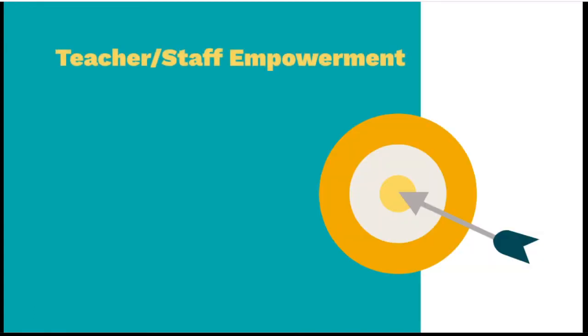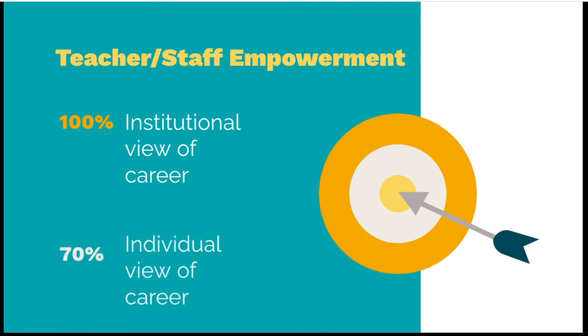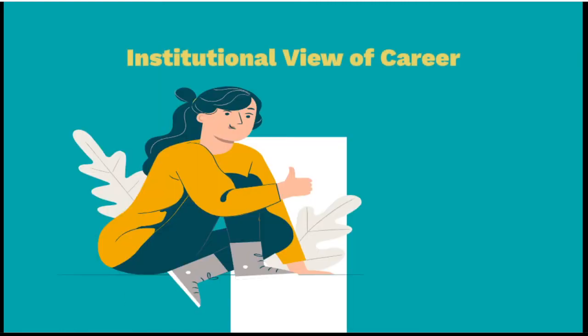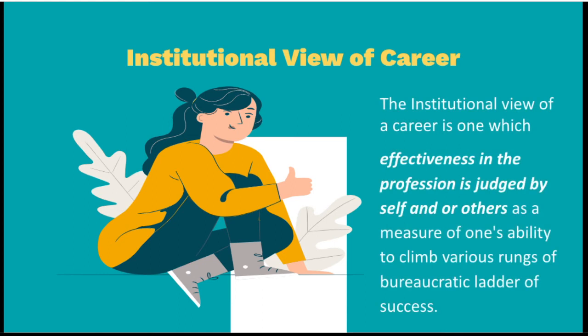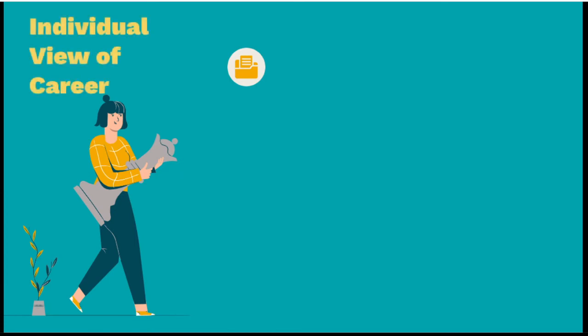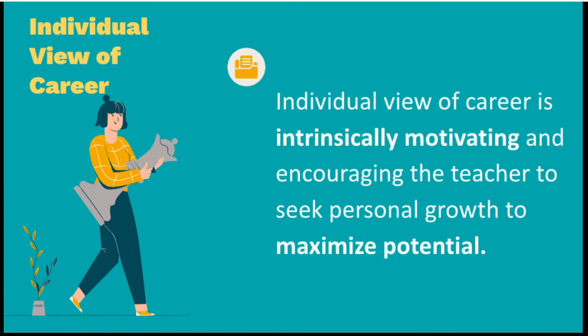There are two types of view as far as teacher empowerment is concerned. We have the institutional view of the career, and we have the individual view of the career. When we talk about the institutional view of the career, this is a career in which effectiveness in the profession is judged by self and/or others as a measure of one's ability to climb various rungs of the bureaucratic ladder of success. The individual view of career is intrinsically motivating and encourages the teacher to seek personal growth to maximize potential.